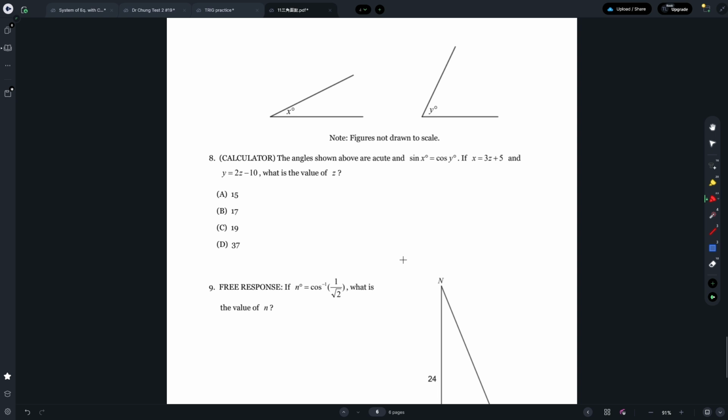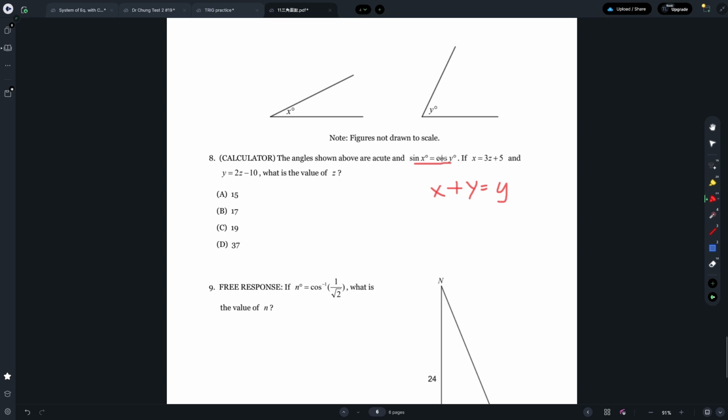The angles shown above are acute, and sine of x equals cosine y. If x equals 3z plus 5 and y equals 2z minus 10, what is the value of z? So we know that the angles above are acute, so they're less than 90, and sine of x equals cosine y. What does that mean? That means that these two add up to 90.